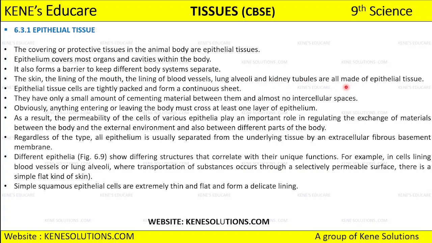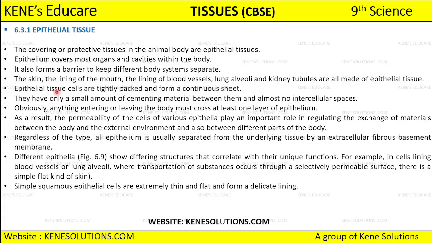ठीक है. Epithelial tissue से क्या क्या बनता है हमारे बॉडी में? The skin, हमारा जो skin है वो किससे बना है? It is made up of epithelial tissue. The inner lining of your mouth, what is it made up of? Epithelial tissue. आपके ब्लड वेसल्स का इनर लाइनिंग, that is made up of epithelial tissue. Our lung alveoli as well as the kidney tubules are all made up of epithelial tissue, and we all know that this epithelial tissue acts as a barrier and keeps the different body systems in our body separate. So epithelium covers most organs as well as cavities within the body.